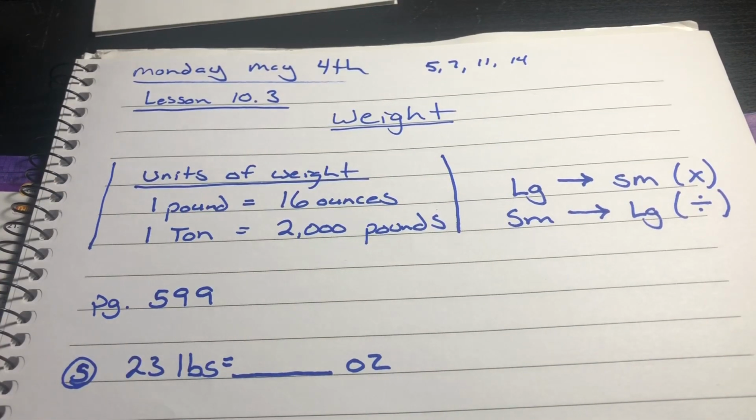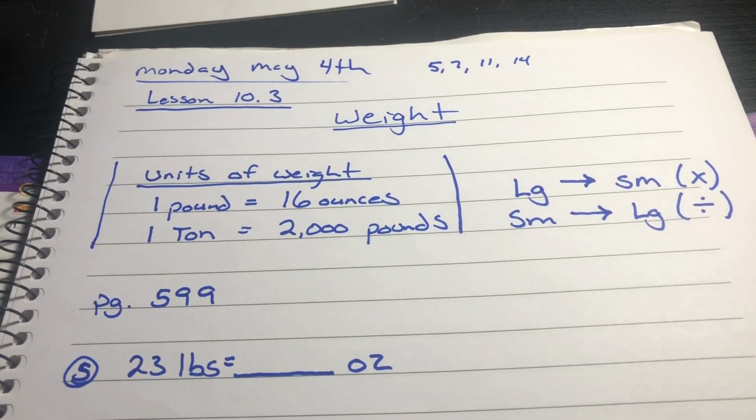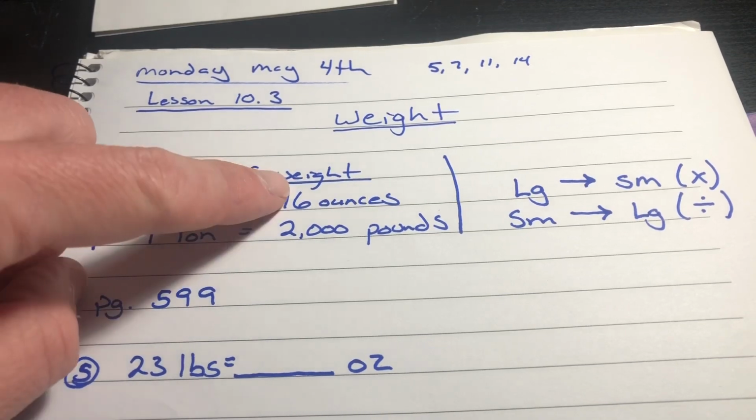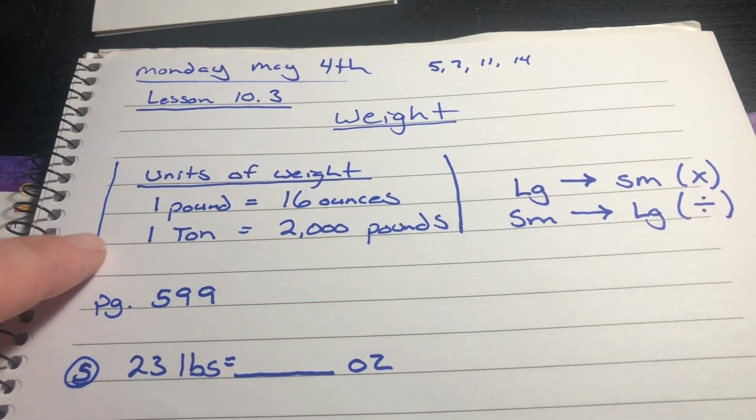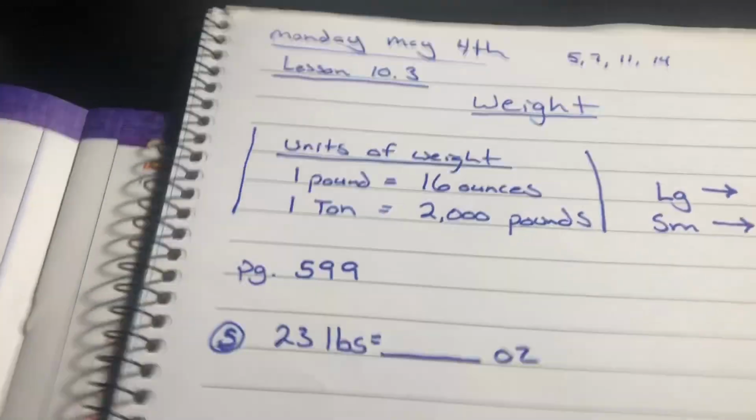Now, we are doing weight. We are on page 599. These are the problems I'll be going over. These are the only 2 conversions you need today. You just need to know that 1 pound is equivalent to 16 ounces, and that 1 ton is going to be 2,000 pounds. Let's start with number 5.